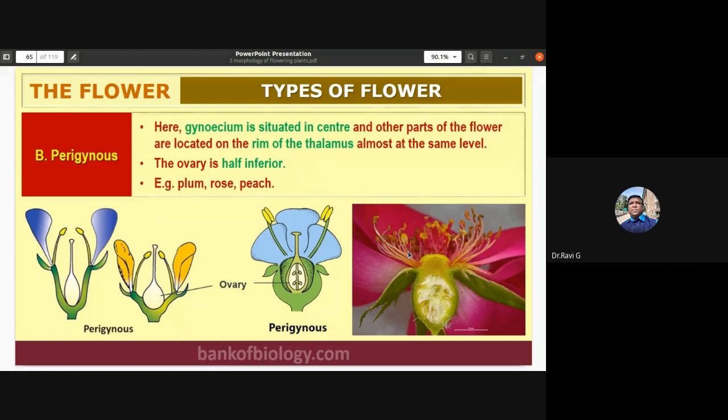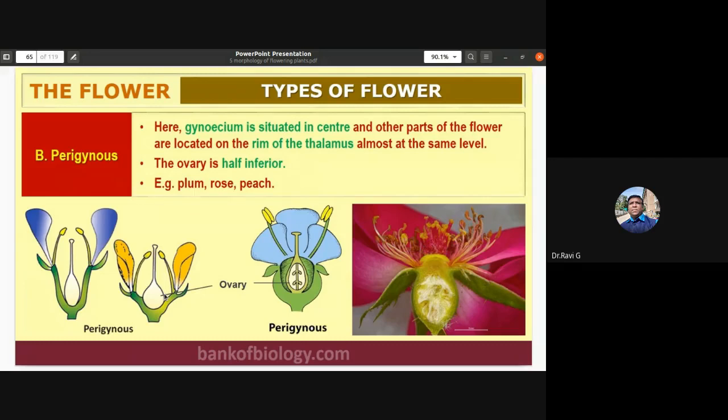So the gynoecium is situated in the center, and other parts of the flower are located on the rim of the thalamus, almost at the same level. So the ovary is half inferior. So in the second flower it is a half cup shaped receptacle. Such type of flowers we call perigynous, when the calyx, corolla, and androecium arise from halfway along the gynoecium. The ovary is semi-inferior, or it is also called semi-superior.